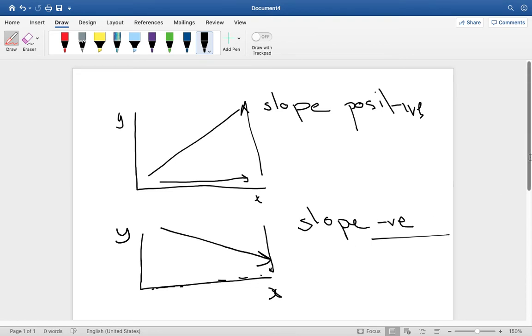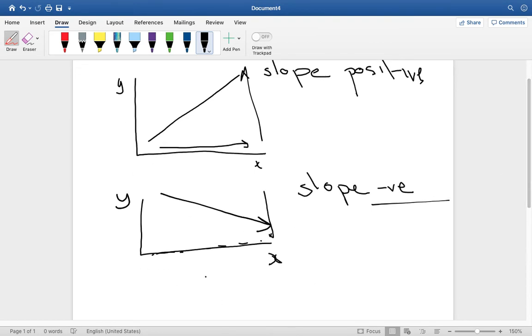So an example of that may be, say for example, that the price of a car will decrease with the age of the car. So as the car gets older, as the age of the car increases, it gets older and older this way, the price of the car also decreases, and that gives us a negative linear relationship or a negative slope.